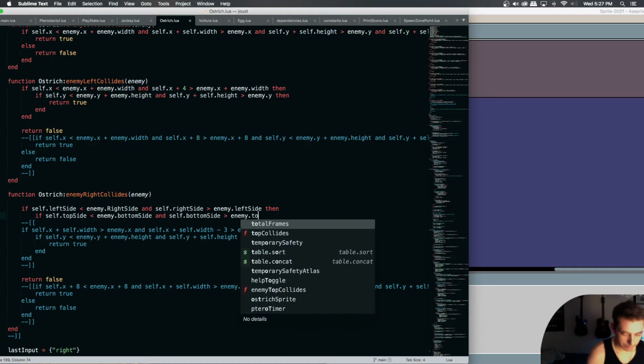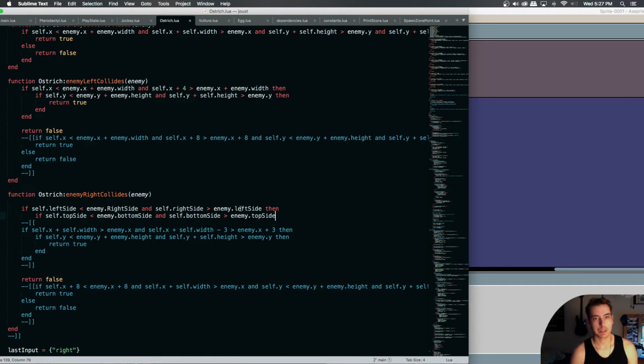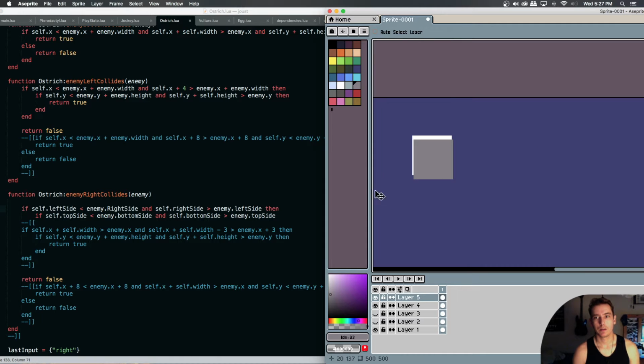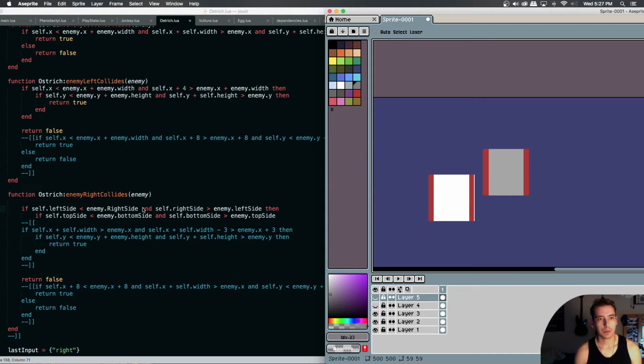So that's it. But instead of top side, or instead of right side and left side, we need to replace this with not the left side. So like here, enemy right side, we're not checking the enemy right side, we're actually checking the bounding box right side right here, making it this smaller sliver. So that's where things are getting lost in translation.